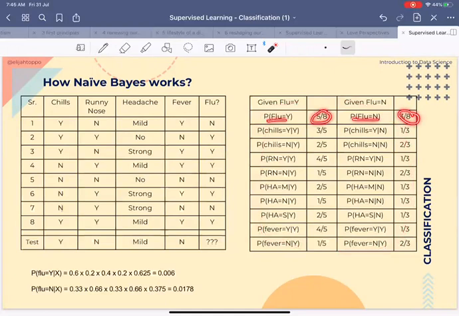So how many prior probabilities will we have? We'll have as many prior probabilities as there are classes. And then our conditional probabilities. How many conditional probabilities will we have? We'll have as many as the features and the options that they can take. So chills is one feature, it can take yes and no. So within yes, it will have two probabilities. Within no, it will have two probabilities. If we have a feature which takes three different values, like headache takes mild, no, and strong, then for that feature, we'll have three different conditional probabilities for yes and three different conditional probabilities for no, and so on. So like this, we'll have to evaluate how many conditional probabilities we have and how many prior probabilities we have.